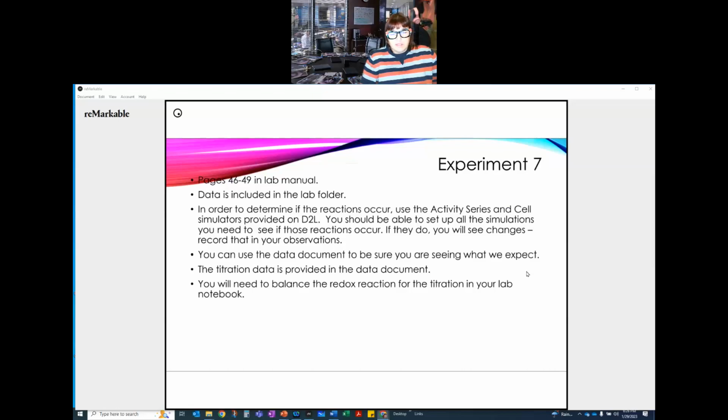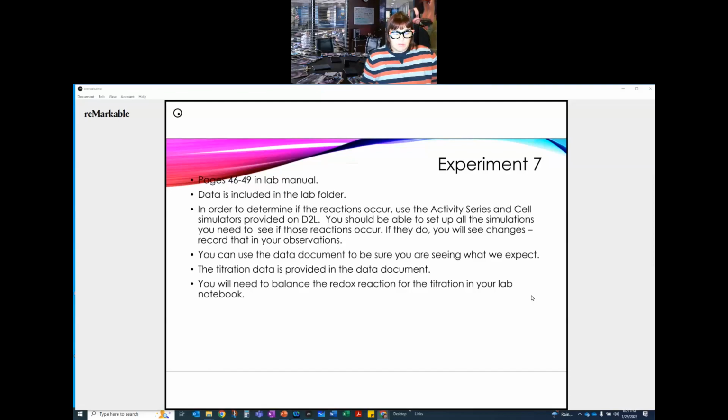And you need to see if those reactions actually occur. If they do, you'll see changes, and you'll record those changes in your observations, because you'll see the exact same thing you would see if you actually did this. Okay. You can use the data document, and it will give you results that somebody else has gotten, so that should confirm or deny whatever you saw.